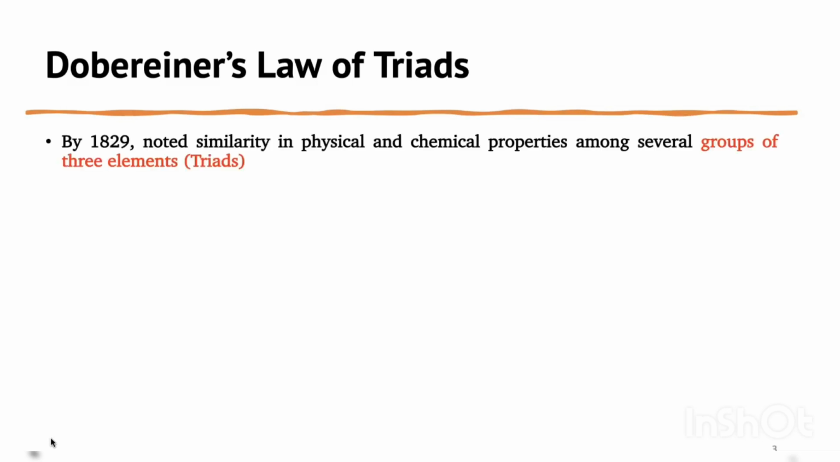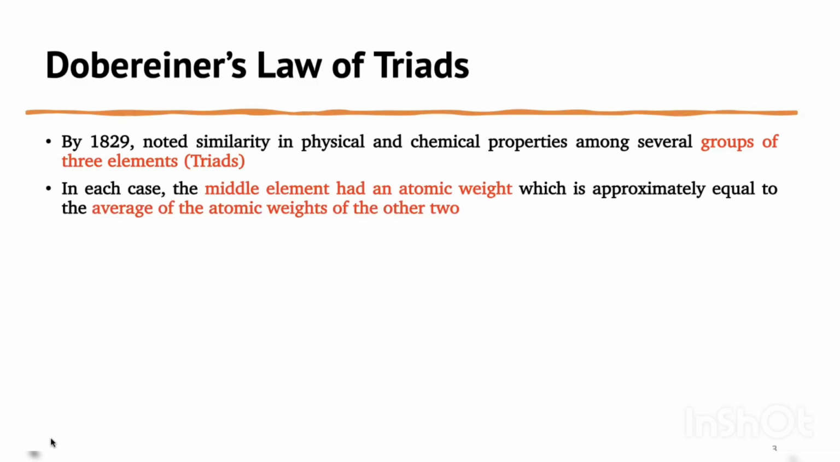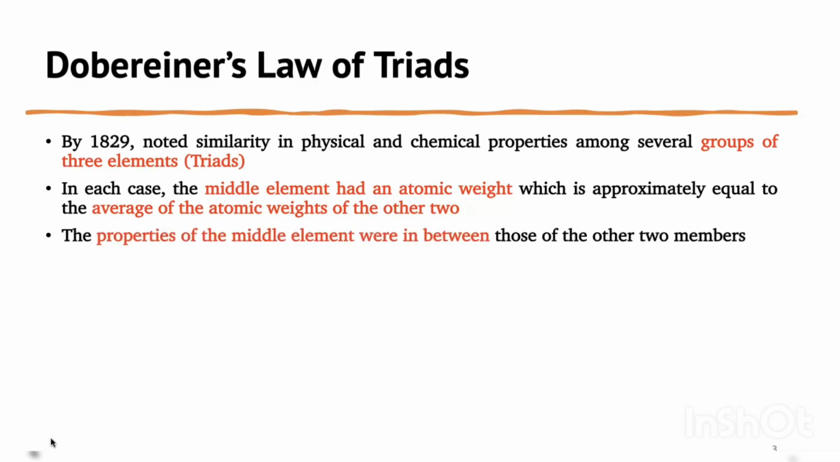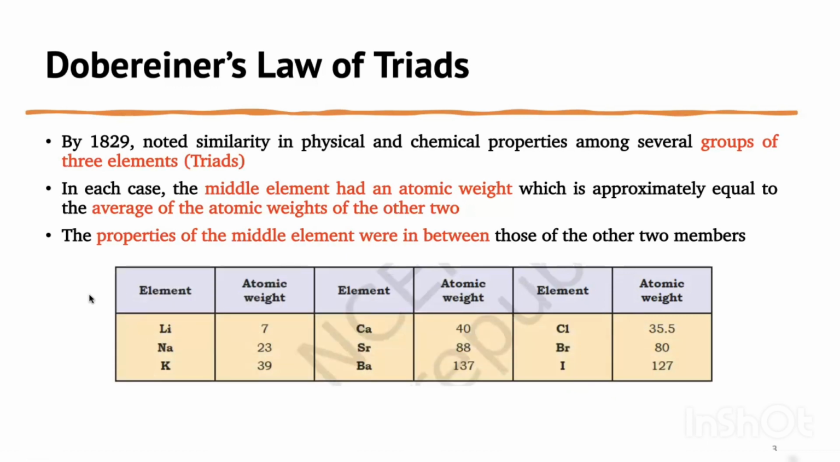It was in 1829 that Dobereiner noted similarity in physical and chemical properties among several groups of three elements. A group of three elements is known as a triad. He found that the atomic weight of the middle element is approximately equal to the average of the atomic weights of the other two. And the properties of the middle element were in between those of the other two members. So, these are the Dobereiner's triads: lithium, sodium, potassium; calcium, strontium, barium; chlorine, bromine, iodine.